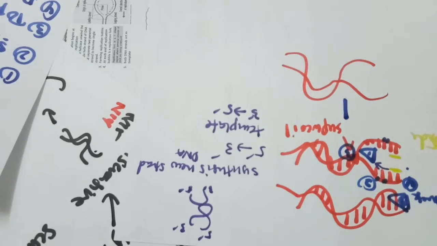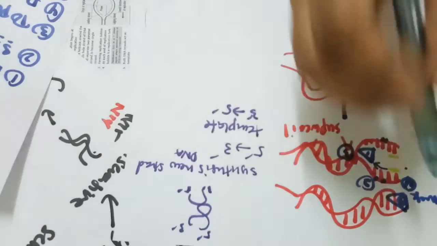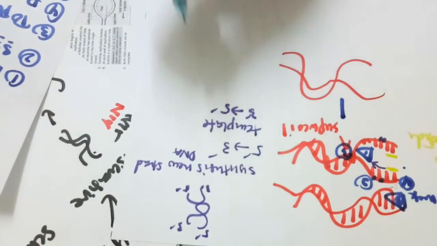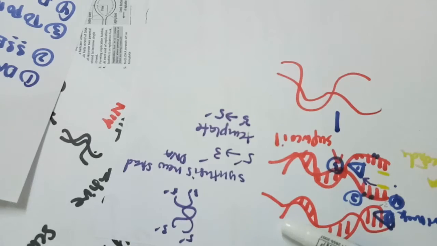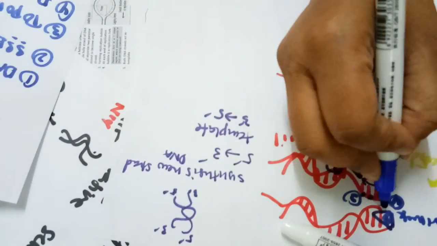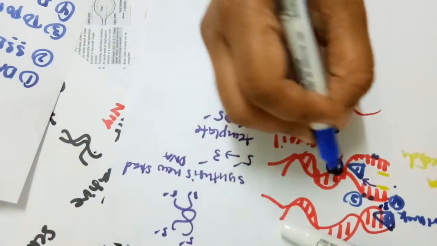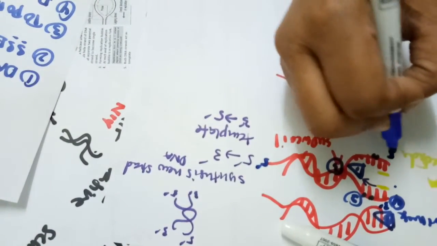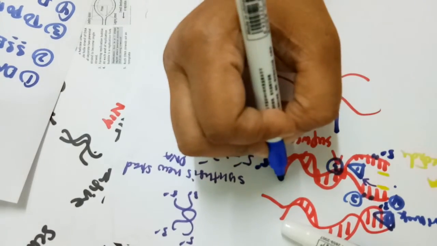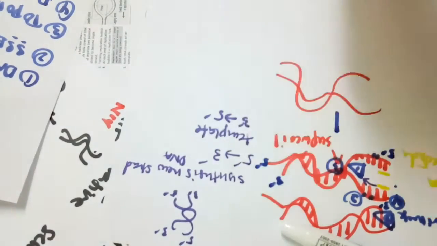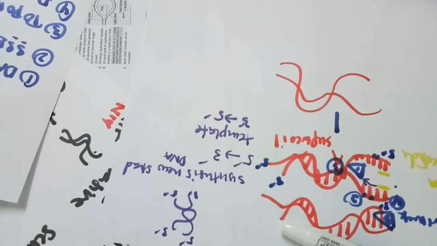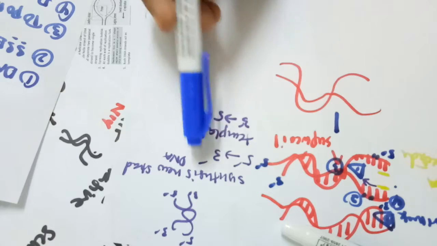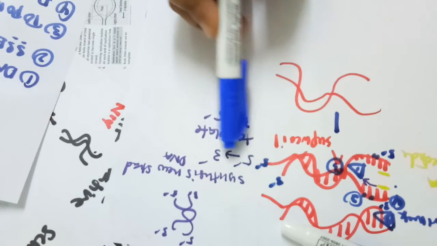So this strand is 3', and this one is 5'. So this one is anti-parallel, so 5' to 3'. And our template is 3' to 5', and the direction of synthesis is from 5' to 3'.